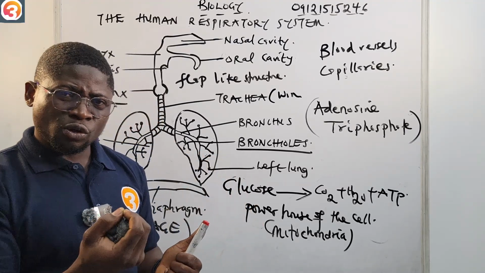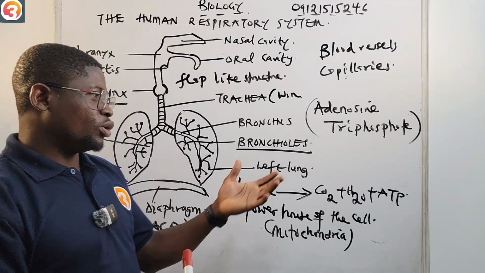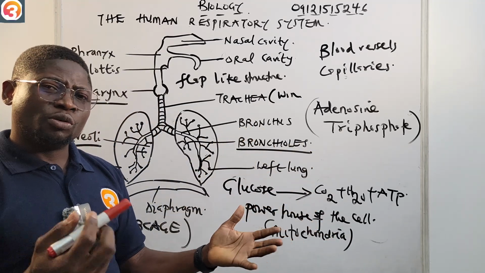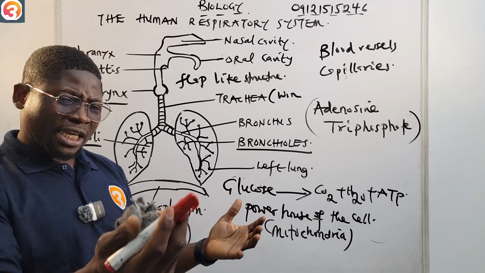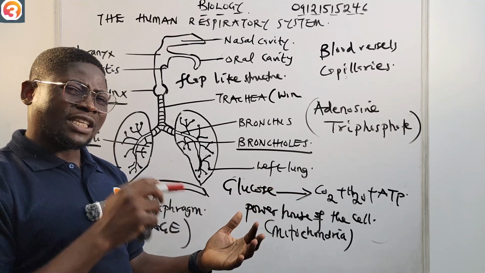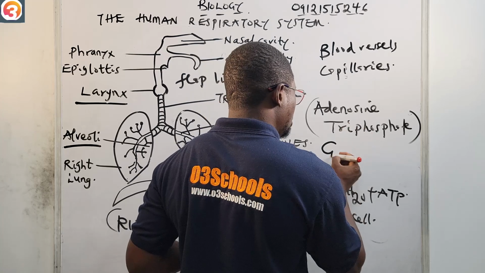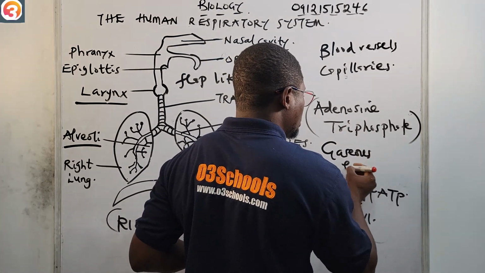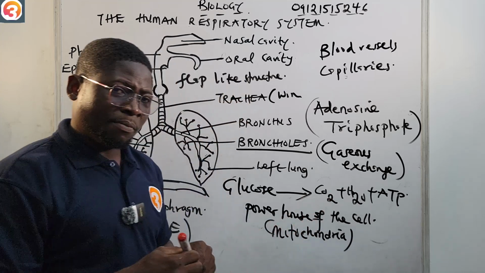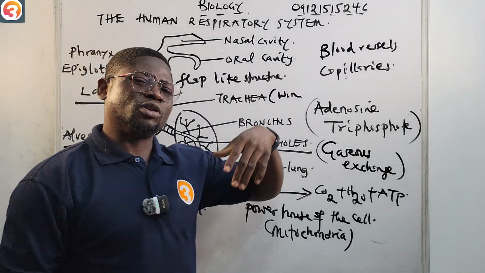Blood rich in CO2 will bring CO2 to the alveoli. Remember that our oxygen is at the alveoli already. So blood rich in CO2 will bring CO2 to the alveoli. Then what happens is that gaseous exchange occurs simultaneously. The oxygen goes into the bloodstream.